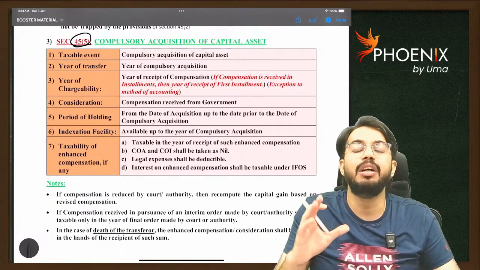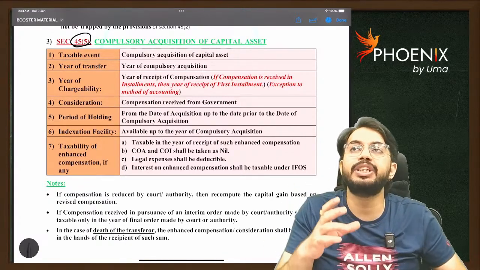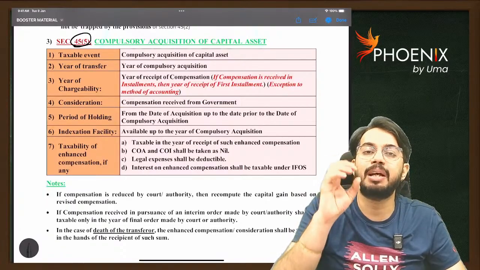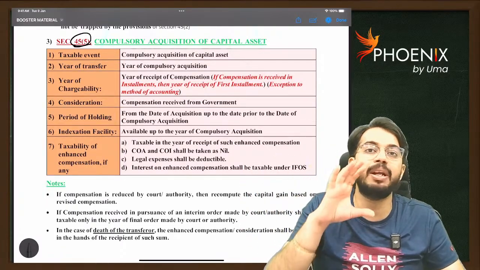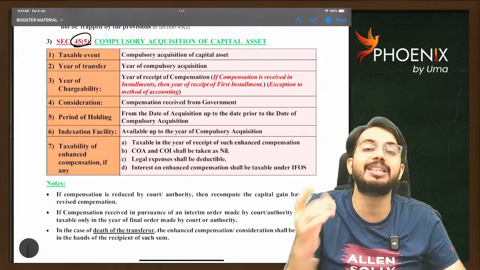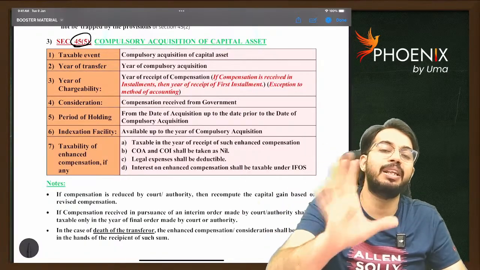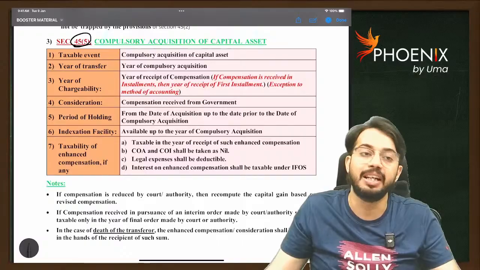So you are getting compensation from government in parts, some amount in this year, some amount in the next year, like that. Even though you receive in parts, even though you receive in installments, the entire compensation is taxable in the year in which the first installment is received.